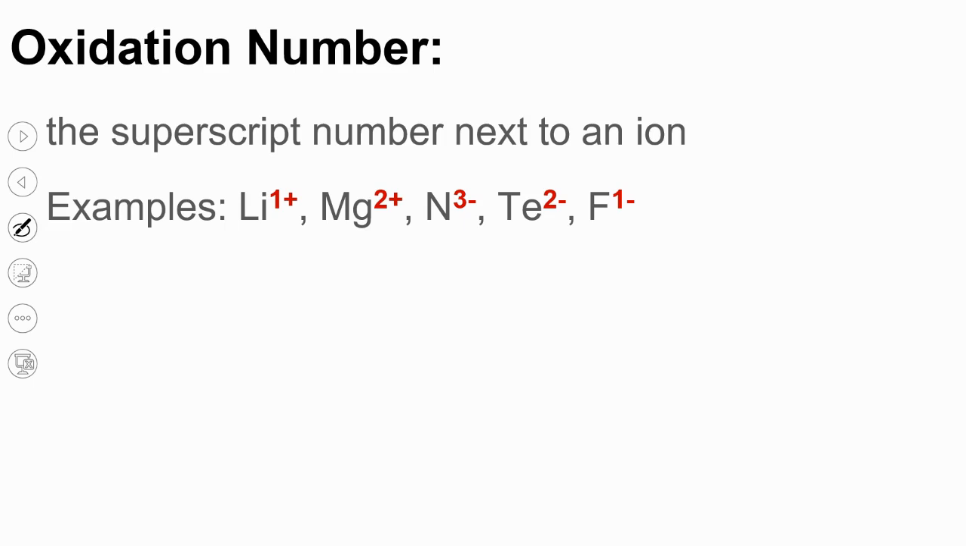All right. So that little number above on the right hand side, that's called our oxidation number or oxidation state. It's just a superscript next to the symbol. Okay, that's just what we call it. It's called the oxidation number or oxidation state.